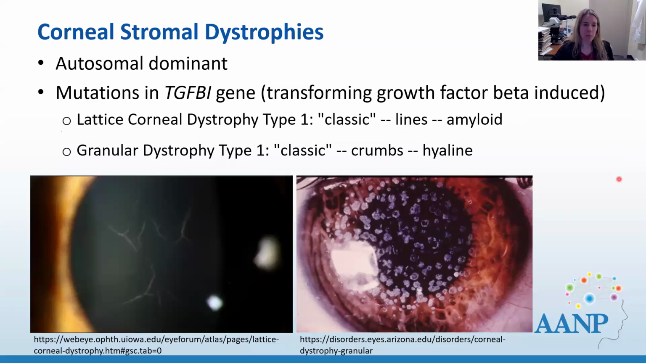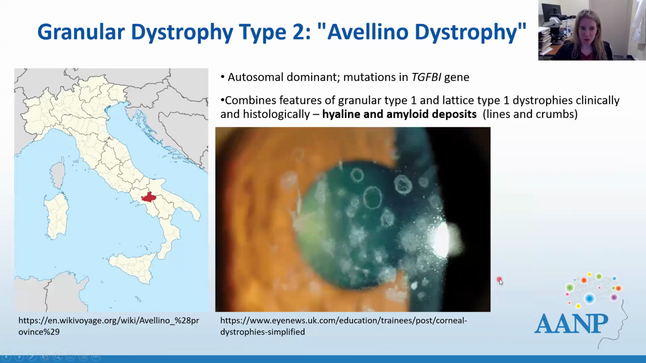The classic lattice corneal dystrophy has these types of lines in the cornea, and these are amyloid lines. The classic granular dystrophy type 1 has this crumb-like appearance, and these are hyaline. But there's also granular dystrophy type 2, called Avellino dystrophy. This is a slightly different mutation in the same gene. And what ends up happening is that Avellino dystrophy combines the features of both granular type 1 and lattice type 1 dystrophies, both clinically and histopathologically.